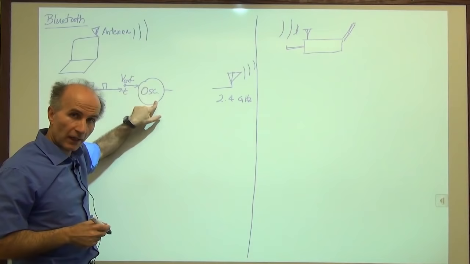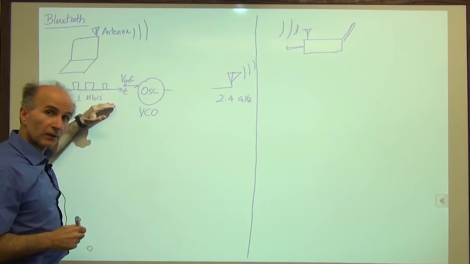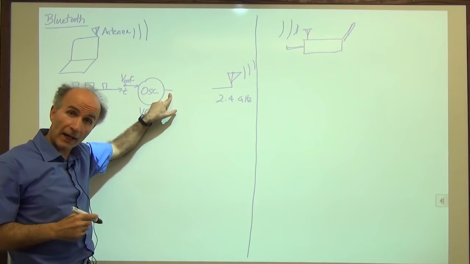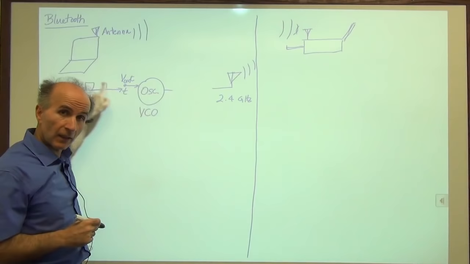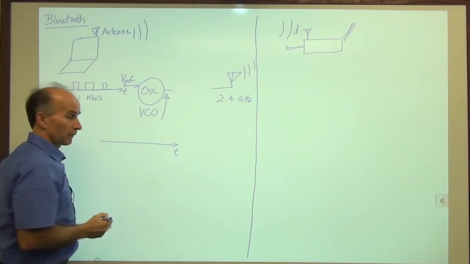And in fact, this would be called a voltage controlled oscillator, VCO. So I'll write here voltage controlled oscillator, such that when the data goes up and down between 1 and 0, this frequency goes up and down. So this frequency is still around 2.4 gigahertz, but its value is modulated by these ones and zeros. So if I go ahead and look at this waveform here, what I see is as follows. I have, as a function of time, a frequency of around 2.4 gigahertz, but it keeps jumping up and down according to these ones and zeros.